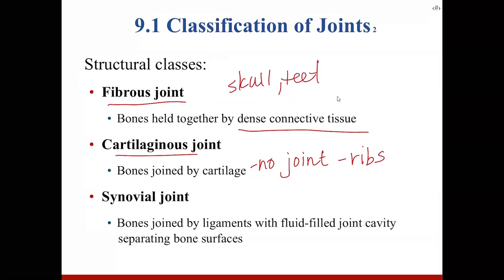and your teeth. And then a synovial joint is what you typically think of when you think of a joint. So the bones are joined by ligaments, and there's a joint cavity that has liquid in it between the bones, so the bones don't bump against each other. So this would be like your knee, for example. So structure is what is holding them together.